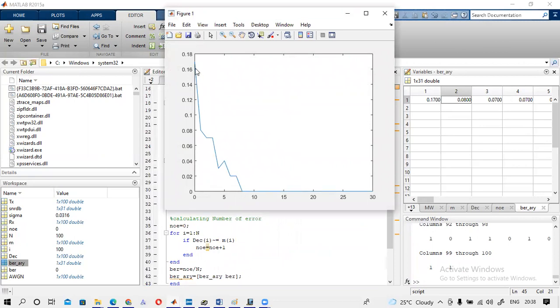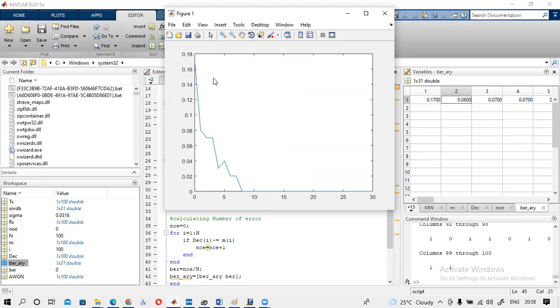So you have some bit error rate, and this is SNRdB. You can see that we have some waterfall here. It is not very clear because we are using very few bits. We are using 100 bits. If you are using 10,000 bits or 1 lakh bits, this will be very smooth.